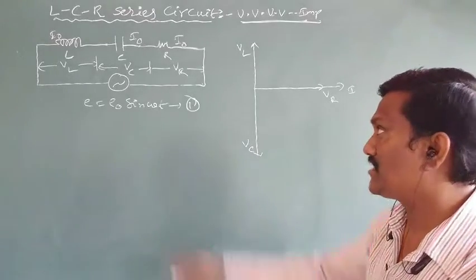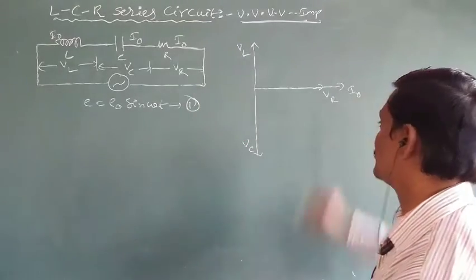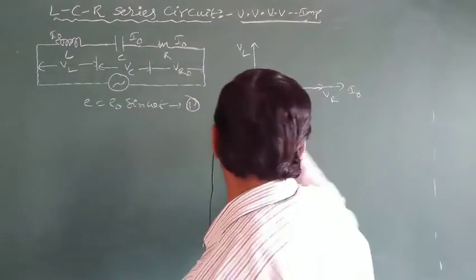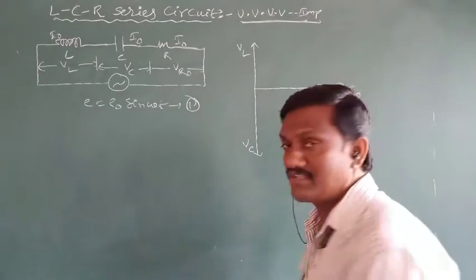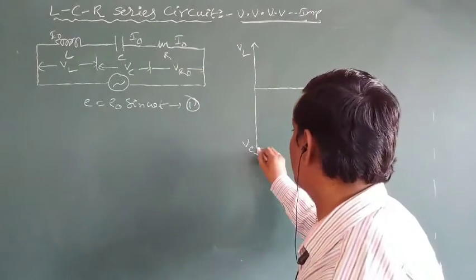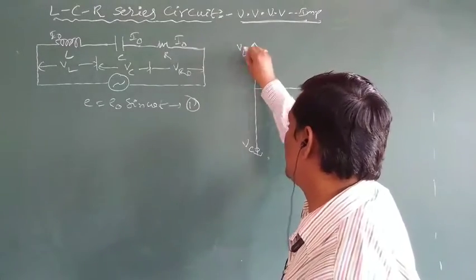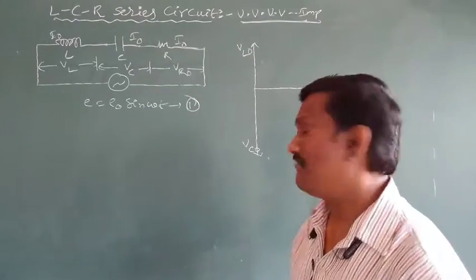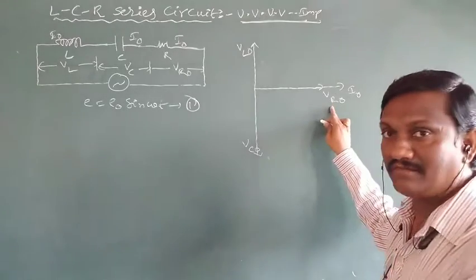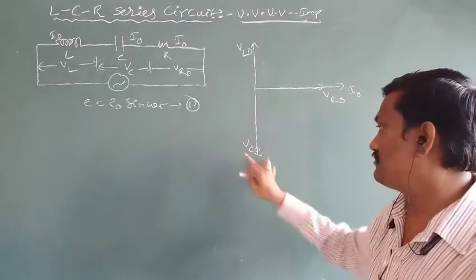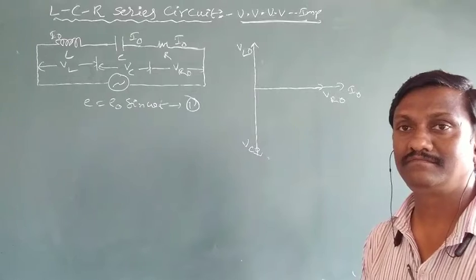Consider the peak value of current is I0. Consider the potential of the resistance is VRO. Consider the potential of the capacitor is VCO. And consider the potential of the inductor is VLO. VRO means peak voltage of the resistor, VLO means peak voltage of the inductor, VCO means peak voltage of the capacitor.